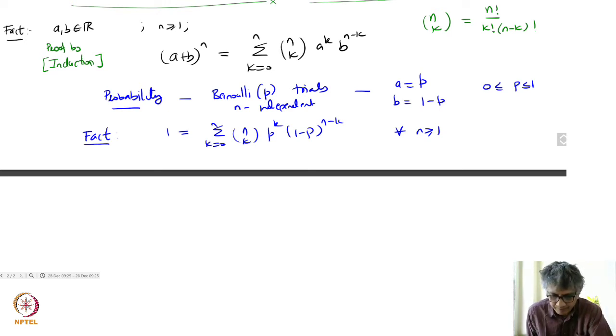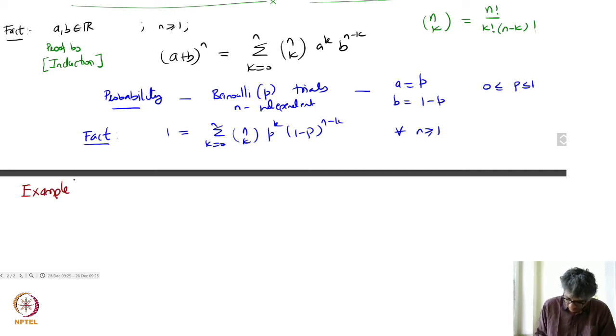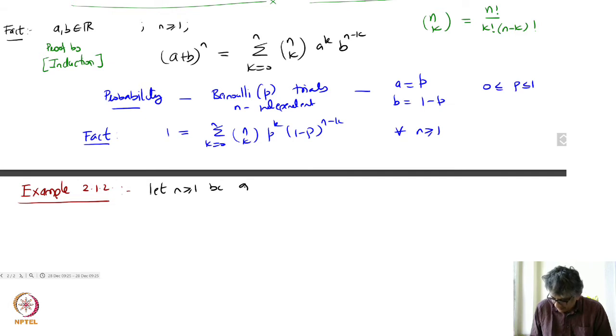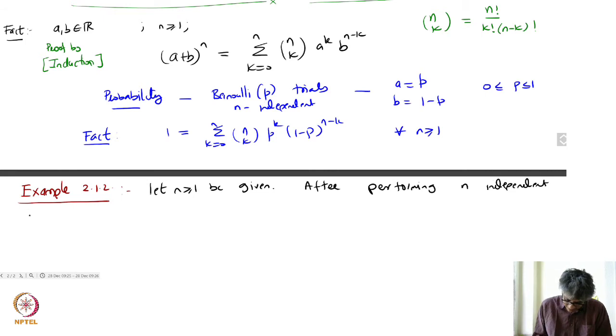Okay, so now I will do an example, by which I will illustrate this idea of n Bernoulli trials. This is example 2.1.2. Here what we'll do is let n be given, some fixed number given to us. Then I perform n independent Bernoulli P trials.